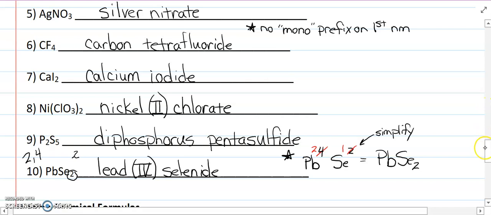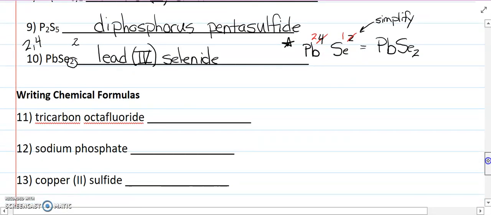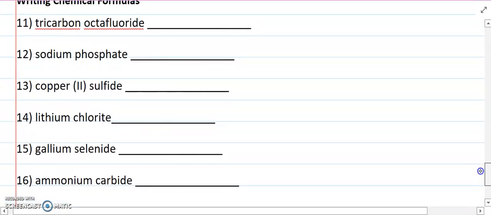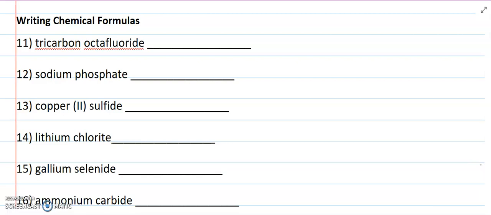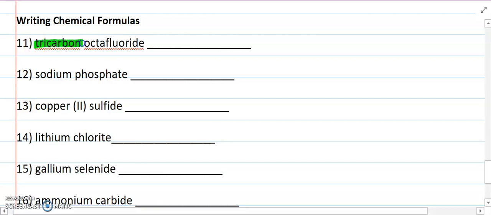Now, let's take a look at writing chemical formulas. So we use the same rules. We're still going to look at charges and endings for ionic, and we are still going to take a look at that first element. So this one is carbon, and carbon is a non-metal. There's also a hint because if I see a prefix, I should know that prefixes are covalent.